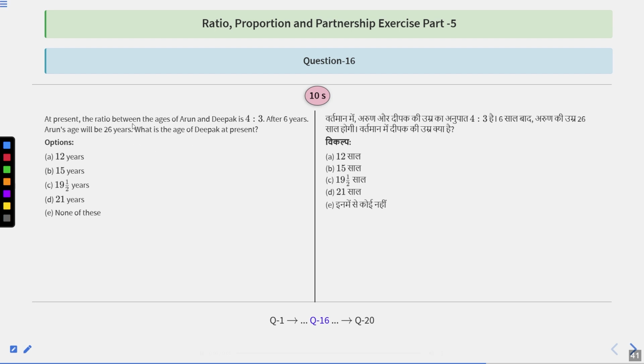At present, the ratio between the ages of Arun and Deepak is 4:3. After 6 years, Arun's age will be 26. What is the age of Deepak at present? You have 5 options and 10 seconds to analyze the question. Your time starts now. Now time's up. Let's see the solution.